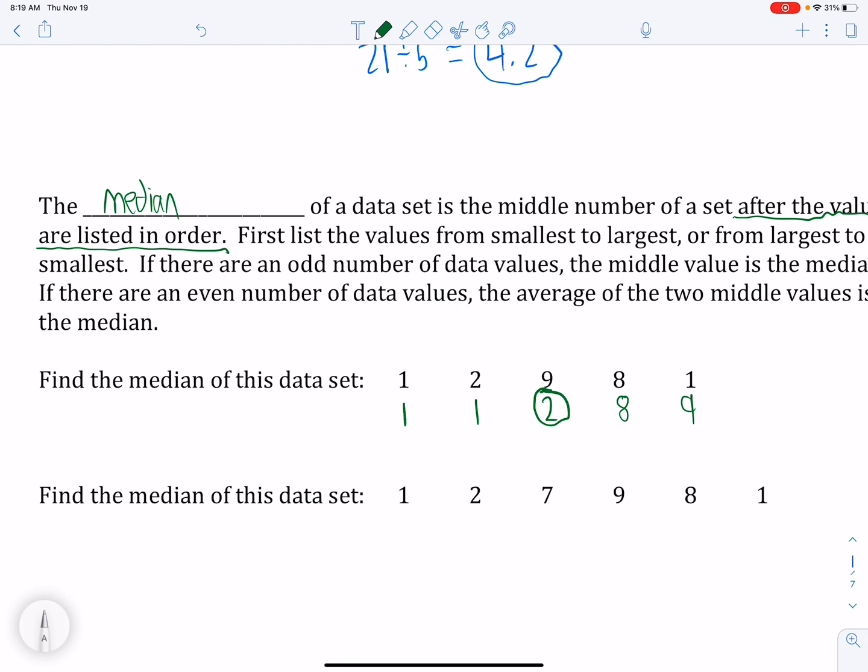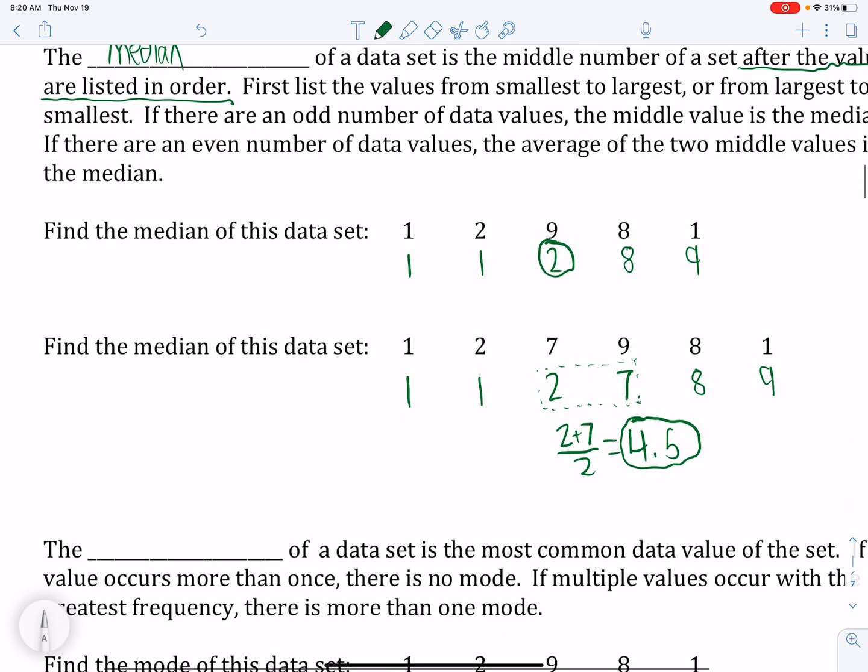But let's take a look at something important with our next one. Here it says, find the median of the data set where we have 1, 2, 7, 9, 8, 1. Now when we list them in order, we have 1, 1, 2, 7, 8, 9. Here we actually don't have one number in the middle. We've got 2 numbers in the middle, 2 and 7. When you have 2 numbers in the middle like that, to find the median, you take the average of those 2 numbers. So in this case, we would do 2 plus 7 divided by 2. We end up with a median for that group of 4.5.